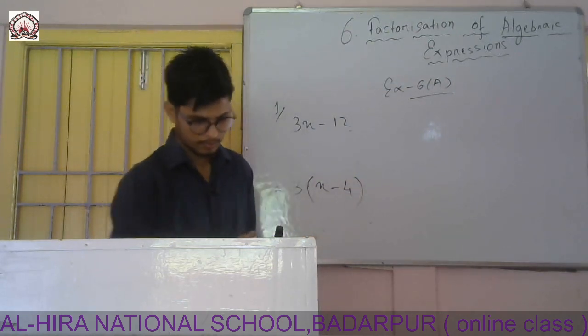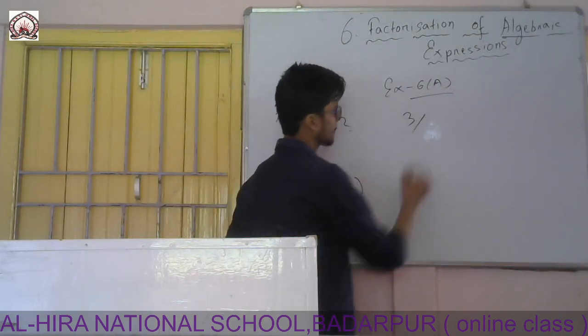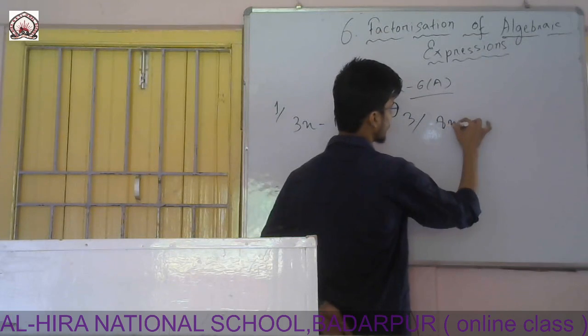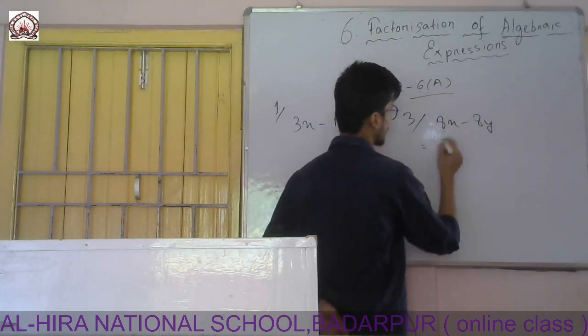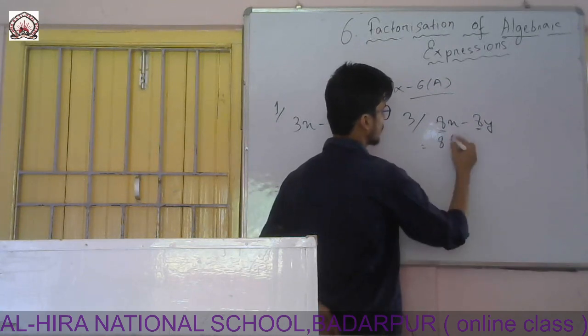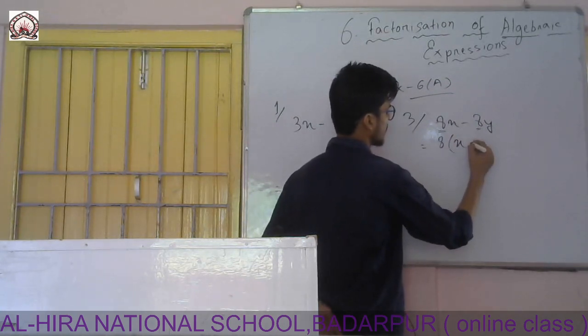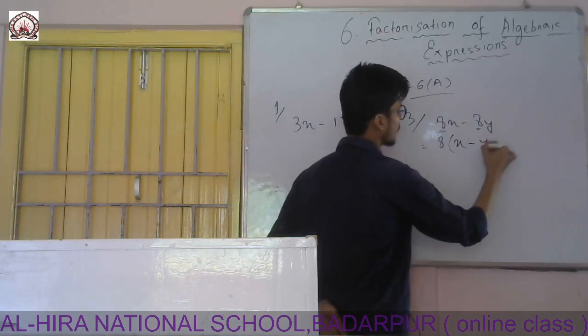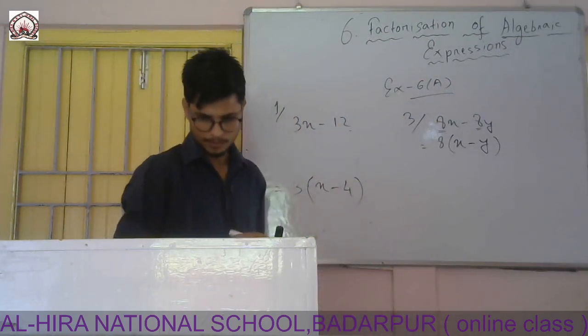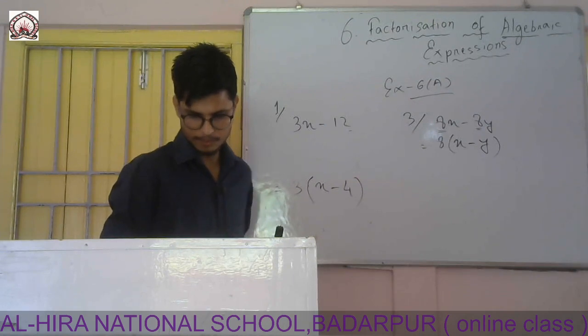Now let's do question number 3. 8x minus 8y. Here you can simply see 8 is common in both terms. So I will take 8 out. Which one is left here? x. Then the minus sign, and y. This is the answer.